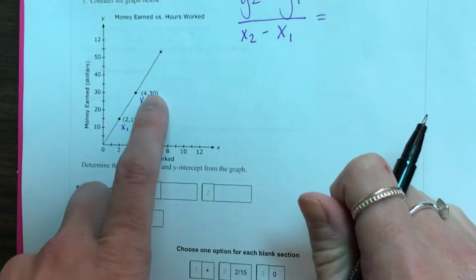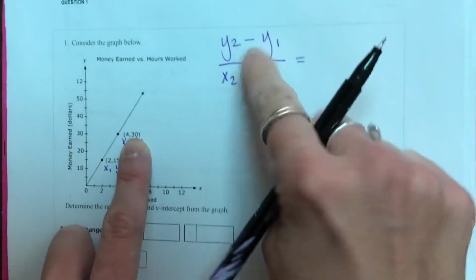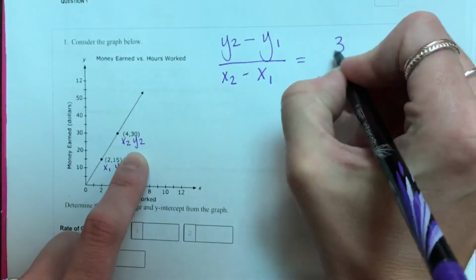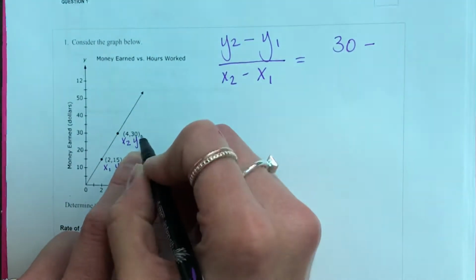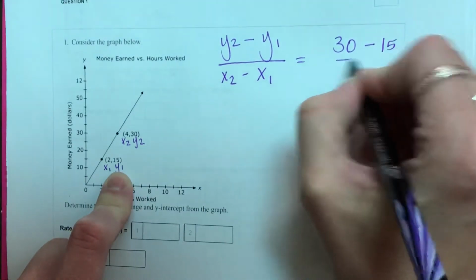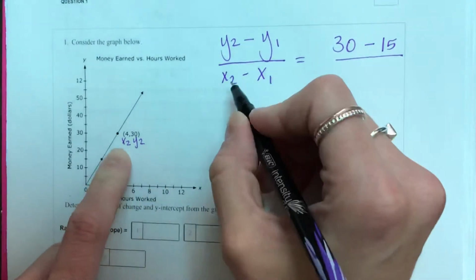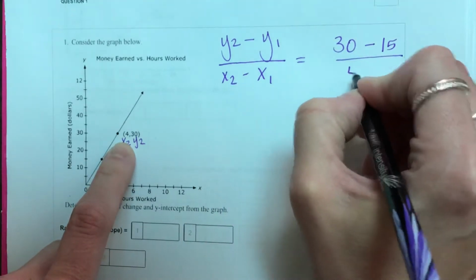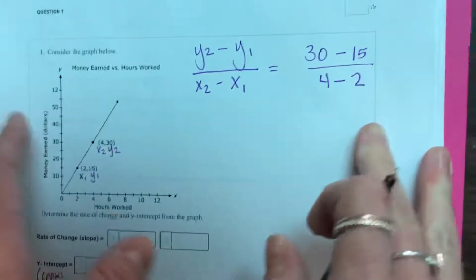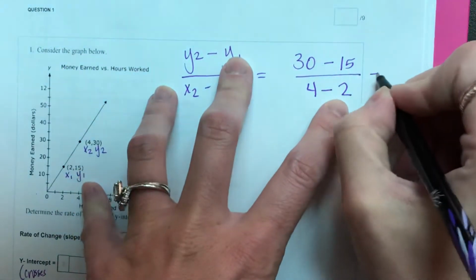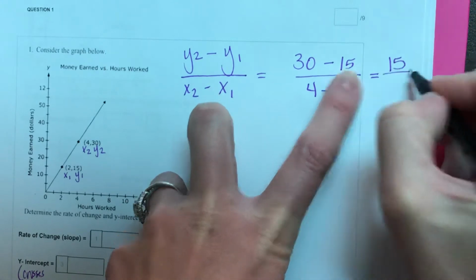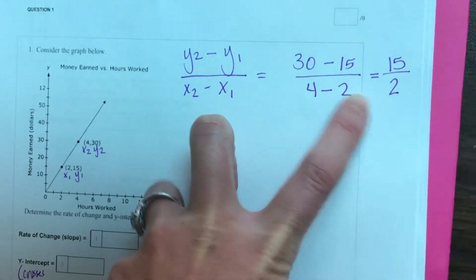Okay, so once they're labeled, all I need to do is plug it into that formula. So my y2 was 30 minus my y1, which was 15. On top of x2, which was 4, minus x1, which was 2. And then I'm going to solve from there. 30 minus 15 is 15. 4 minus 2 is 2.